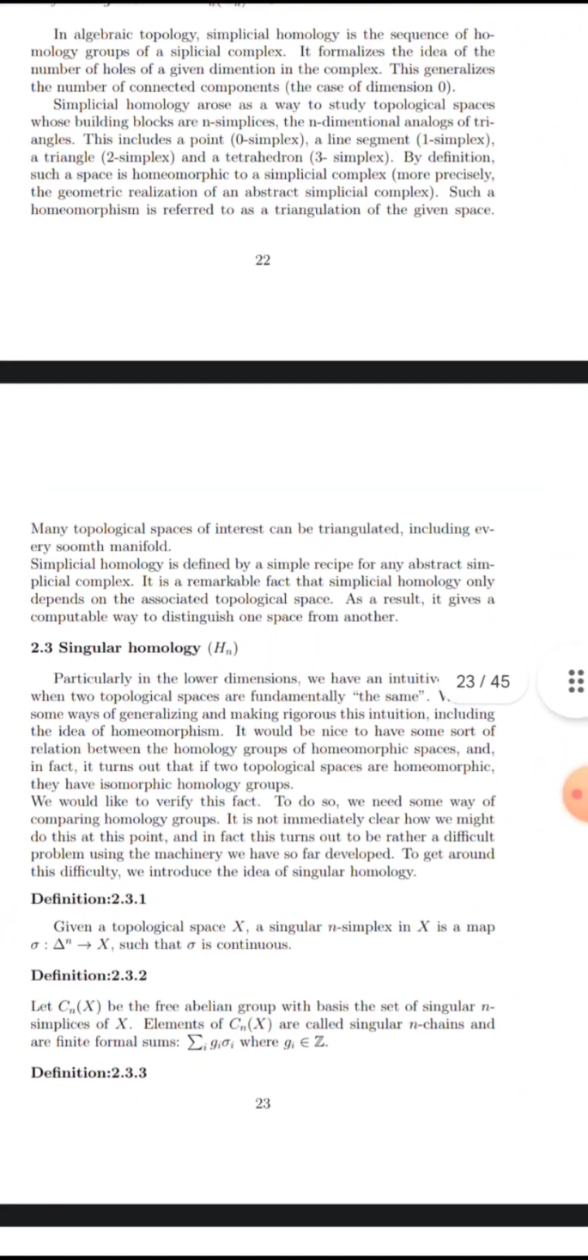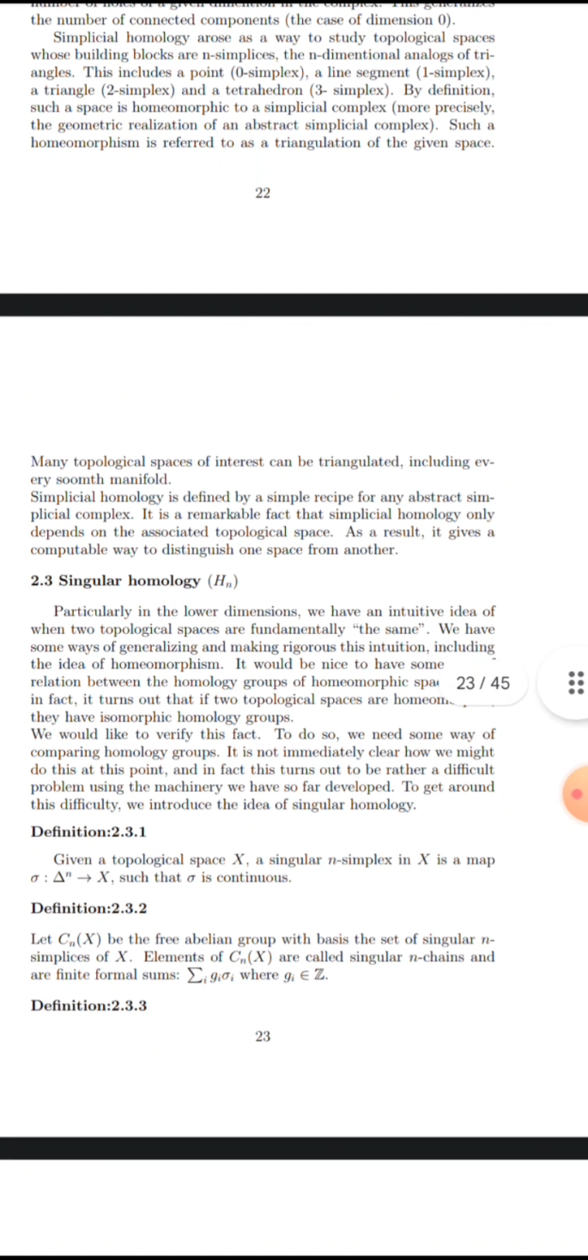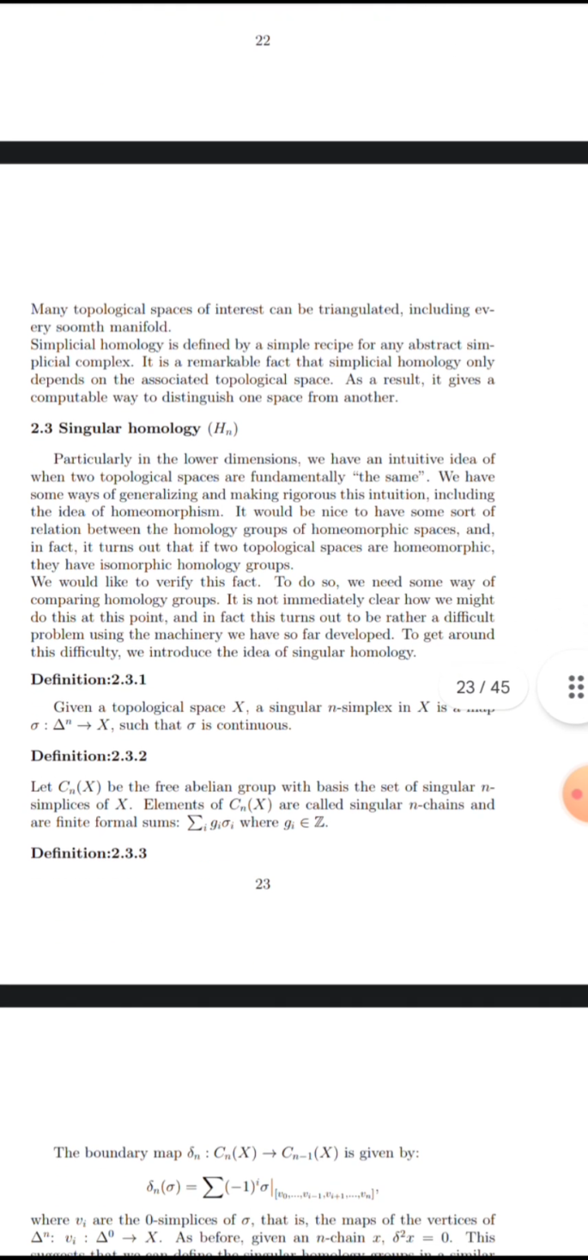Next we are going to see about singular homology. A definition of singular homology. Given a topological space X, a singular n simplex in X maps to sigma from delta raised to n to X, such that sigma is continuous.